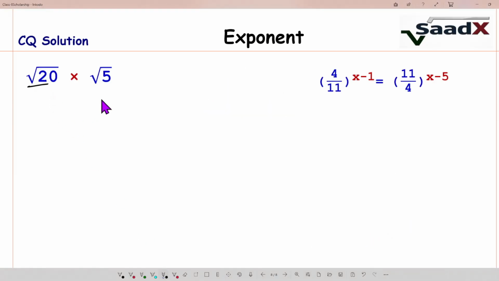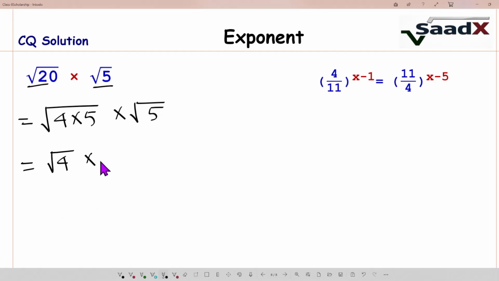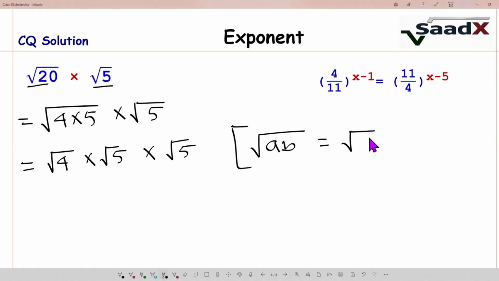Root 20 times root 5, very interesting math, because root 20, how can we simplify? This one we can write as root 4 times 5, right? And here is root 5. Now we can write this one as root 4 times root 5, and here is also root 5. Now how? We know root AB can be written as root A times root B.